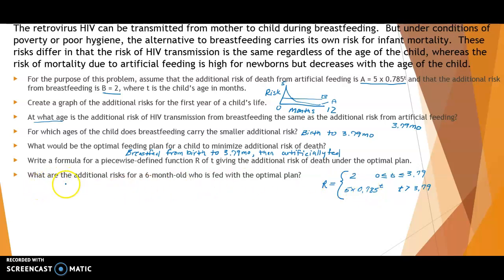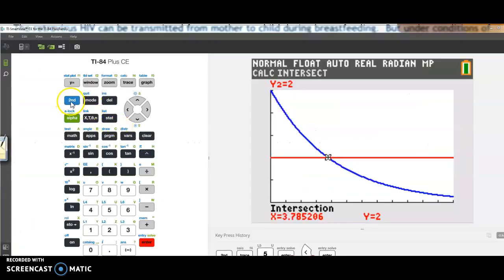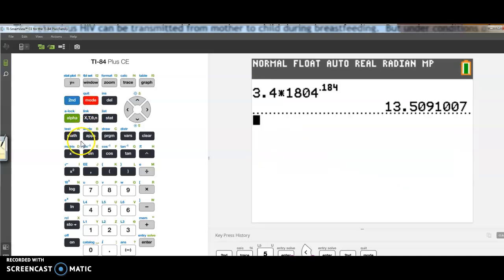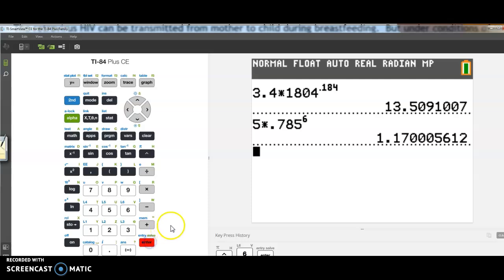So then it asks us, what are the additional risks for a 6-month-old who is fed on the optimal plan? So when I think about a 6-month-old, that is obviously not in this first range. So the 6-month-old should be on the artificial feeding plan, and I should put the 6 in here because that is a time that's greater than 3.79 months. So I'm going to go out to my calculator and do that. So in my calculator, I type in my formula, so 5 times 0.785 to the 6 months. And so we get additional risk of 1.17.